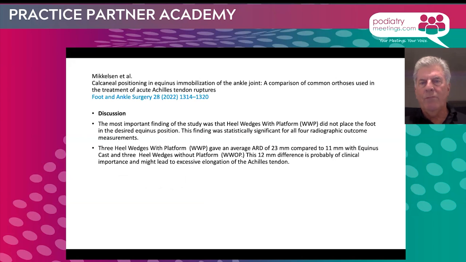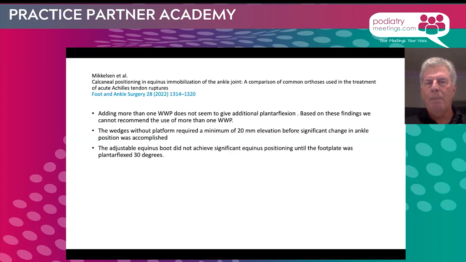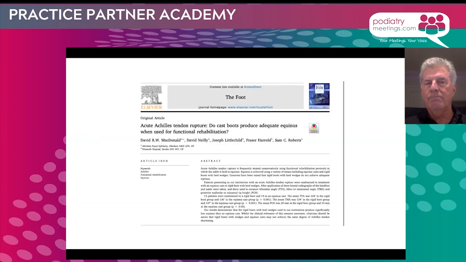So heel wedges with platform do not place the foot in desired equinus. However, if we use heel wedges that are inclined, we can get enough equinus positioning if we use a total of 3 wedges. We need at least 20 millimeters of elevation when we use heel wedges without a platform before we see significant change, and we need 30 degrees of plantar flexion in the Vacoped boot.